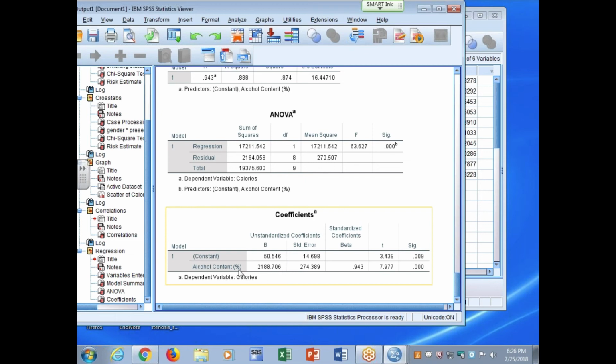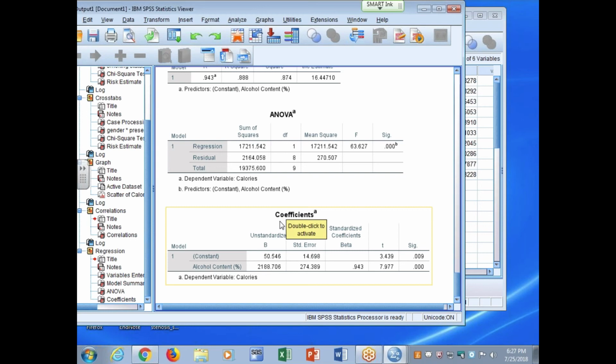Okay, so let's take a look at this. Let's say the alcohol content is 1%. Our line is going to be y equals 2188 times x plus 50. This is our slope, it goes in front of the x and multiplies the x. This is our y-intercept, just plus. If it's a minus, it'll be minus, if plus, plus. So y equals 2188 times x plus 50.